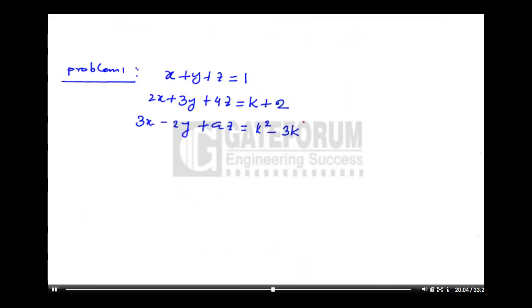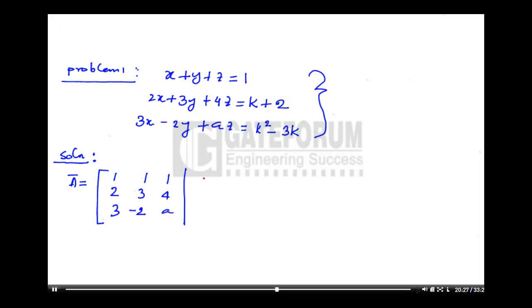Next, consider this problem where the value of a is unknown. We have to solve this system of linear equations. First our task is to write down the augmented matrix. That is 1, 2, 3, 1, 3, minus 2, 1, 4a, 1, k plus 2, k square minus 3k.